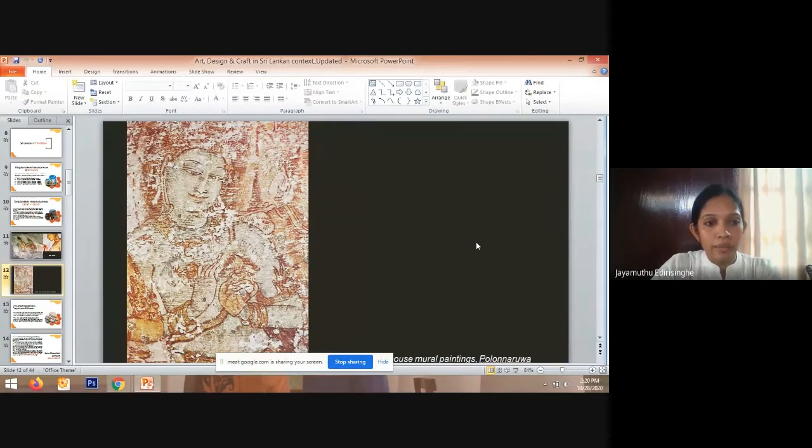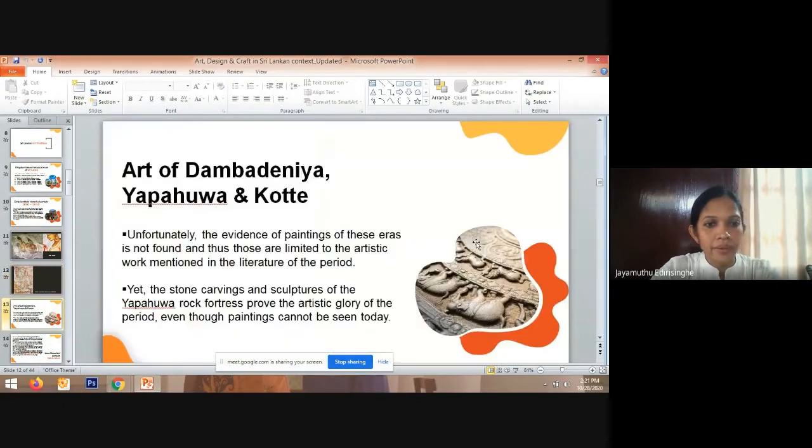Those are coming in another stage of art, still a bit similar to the Sigiriya style, but it had evolved a lot by that time. Right? And then Dambadeniya, Yapahuwa and Kotte are actually the next three kingdoms we had after Anuradhapura and Polonnaruwa. After that, we had Dambadeniya, and then the main kingdom changed to Yapahuwa and again to Kotte.